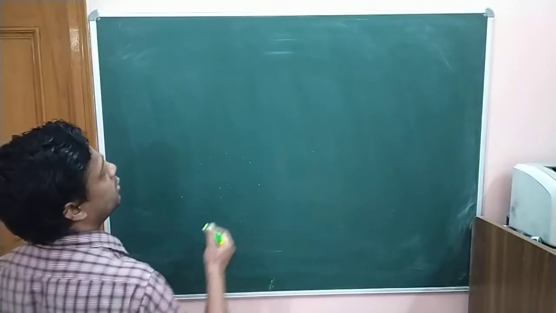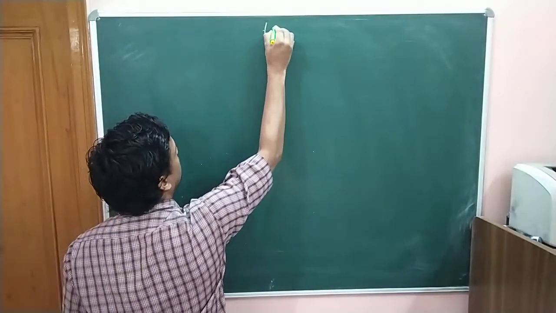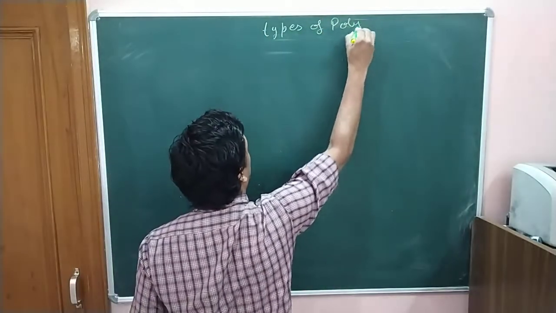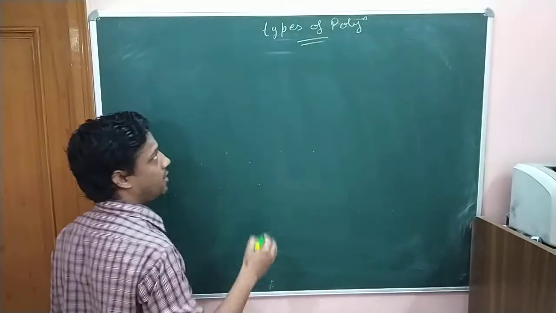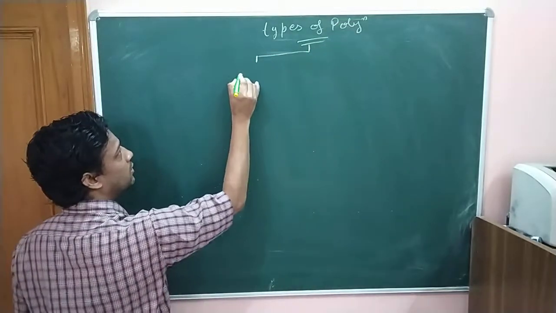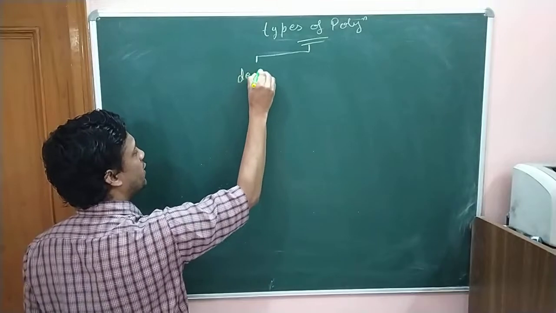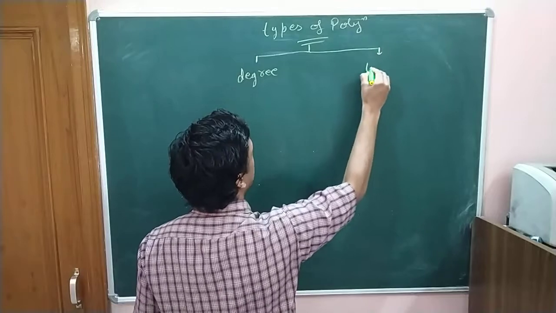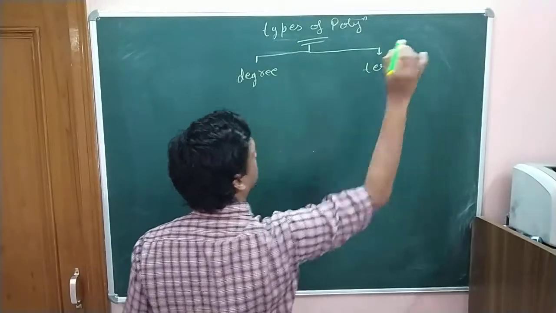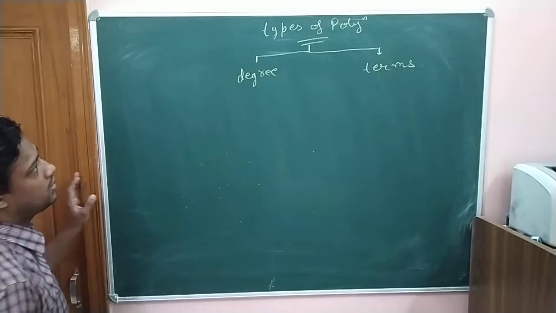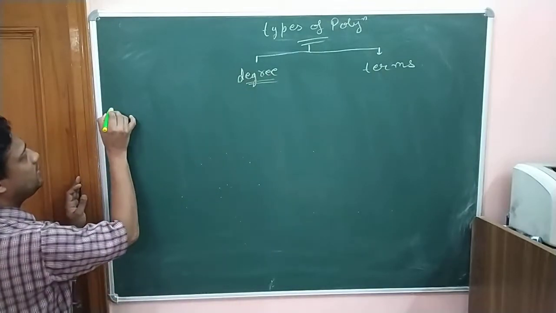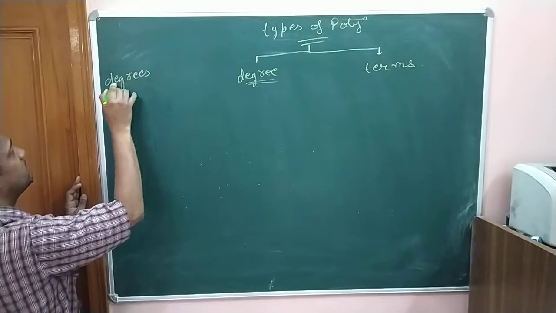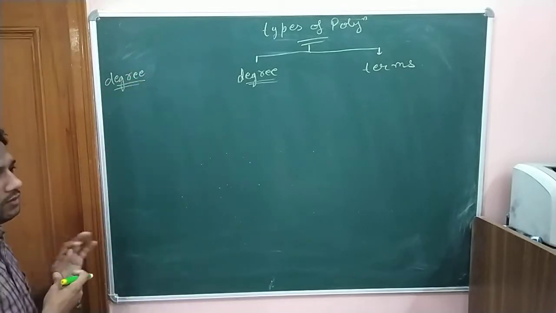Now students, types of polynomial. Types of polynomial can be categorized in two parts. One is according to the degree. Second, according to the terms. First of all, we talk about the degree, that is, how the polynomials are classified according to the degree.